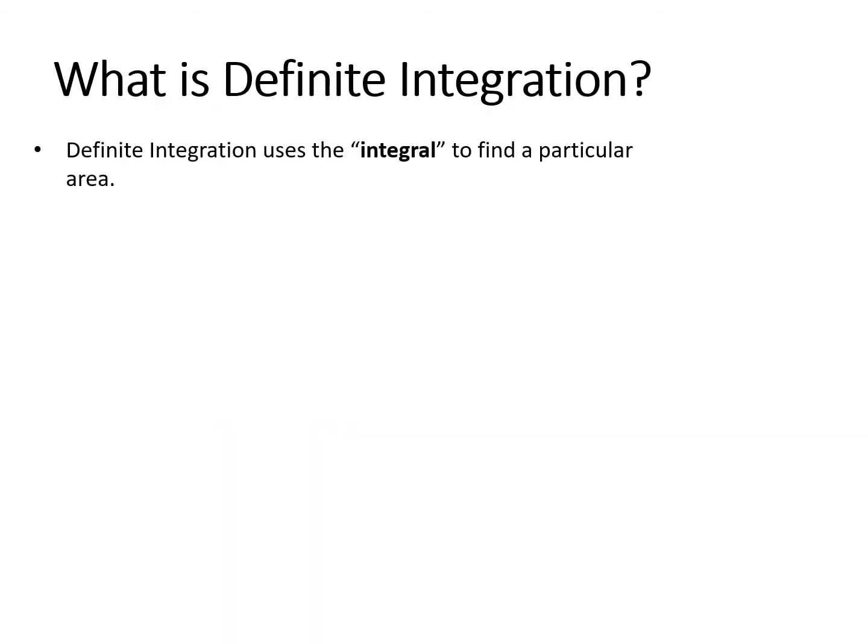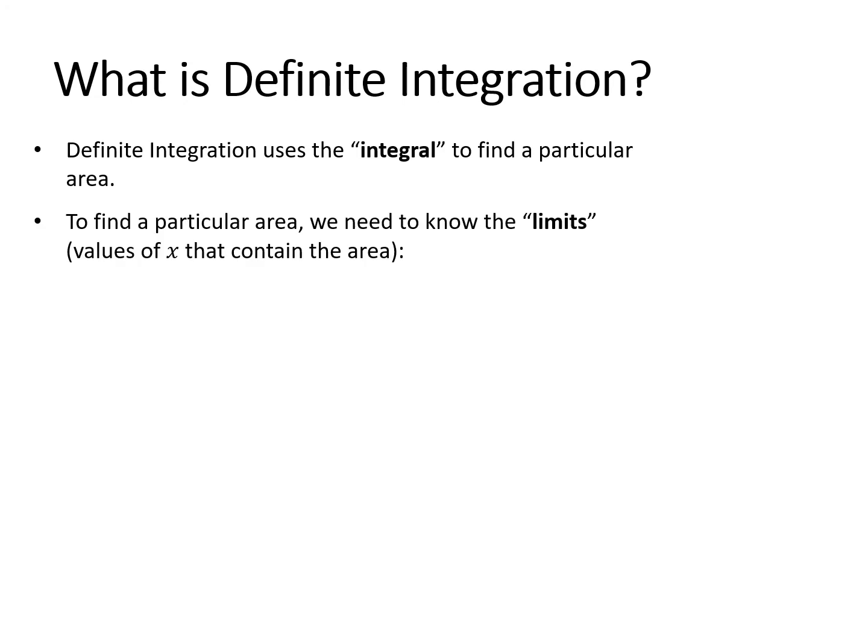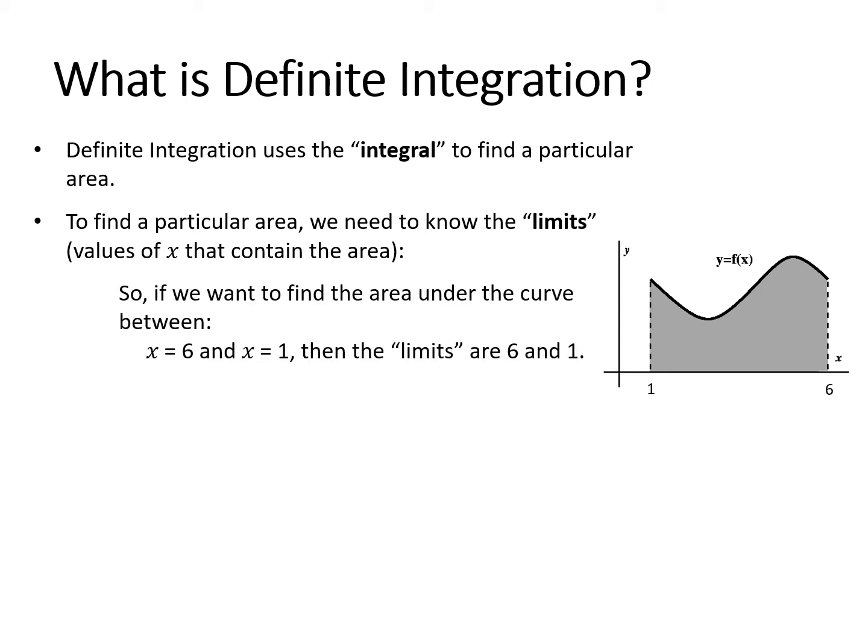So what is definite integration? Well, it's using the integral to find particular areas. If you're going to find a particular area, we need to know the limits. That means the area where we're trying to find. For example, on this diagram, the limits are 6 and 1. We're finding the area between x equals 1 and x equals 6. They're called the limits.